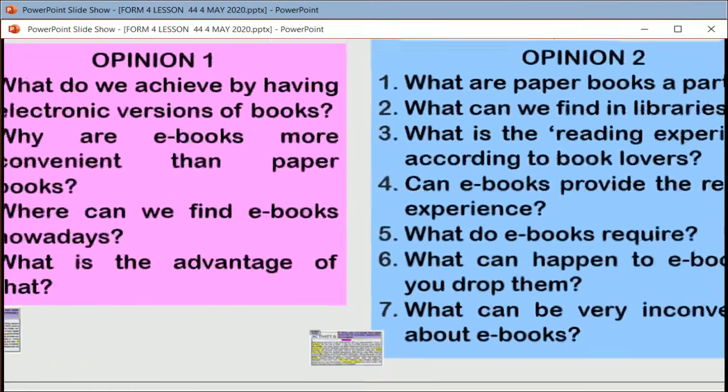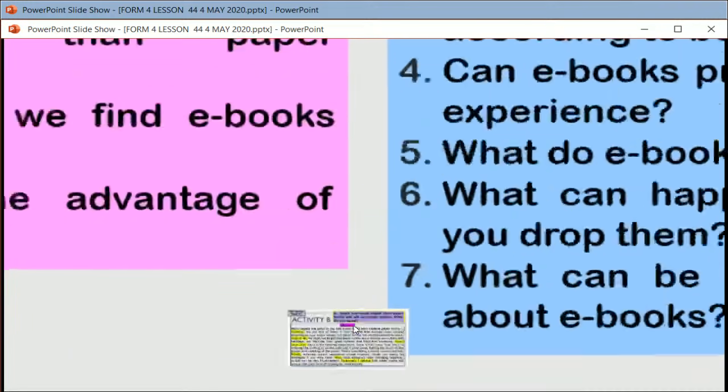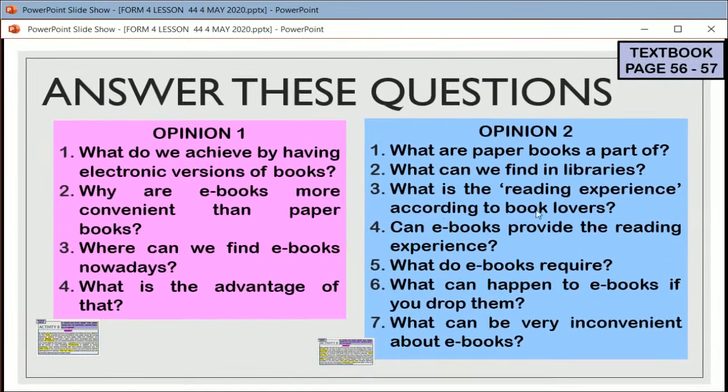Let's go back to question number 4. Can ebooks provide the reading experience? So the question is yes or no, depending on what opinion 2 has said. Okay. So yes or no, the answer is here, right? That's something ebooks cannot provide. So the answer is no. Okay, for opinion 2, he or she says that it cannot provide that reading experience. Okay.